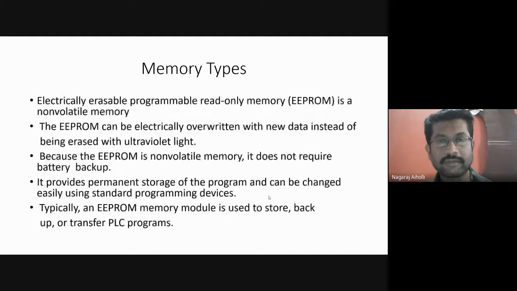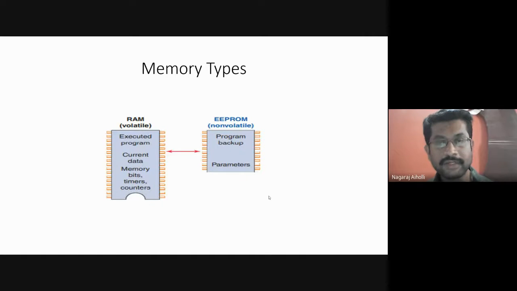Electrically erasable programmable read-only memory. It is also a non-volatile memory. This is a permanent storage of programs, and it can be changed using only standard programming devices. We have to use certain standard programming devices, with the help of which only we can change the data stored in the EEPROM memory. This EEPROM memory is used as a backup memory for the RAM memory. This figure clearly indicates that.